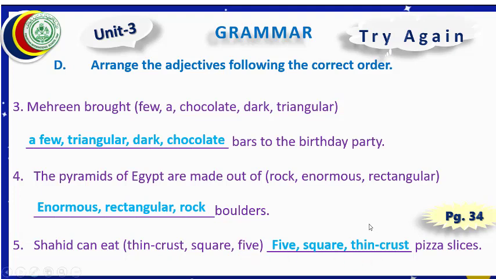Dear students, we have done 5 parts, and I think you have got the idea what is going on in this exercise. In this exercise, in each sentence we are given more than one adjectives and we are said to arrange them. How shall we arrange? We shall arrange them according to the rule that we have discussed in the beginning of this exercise.